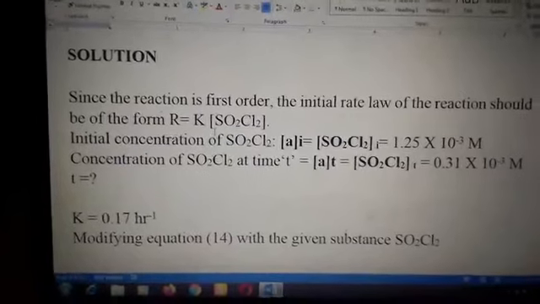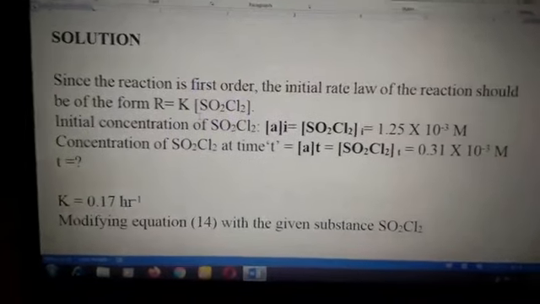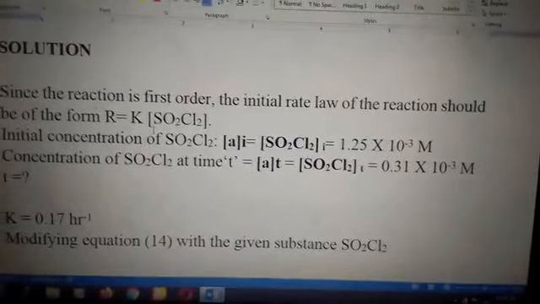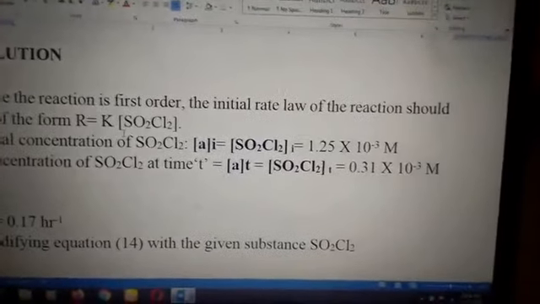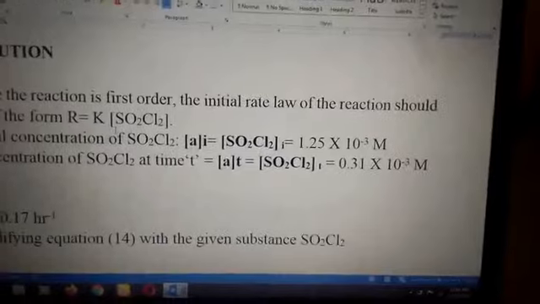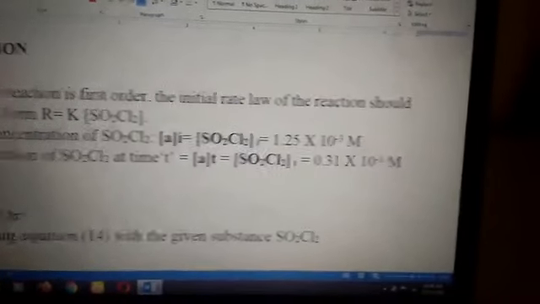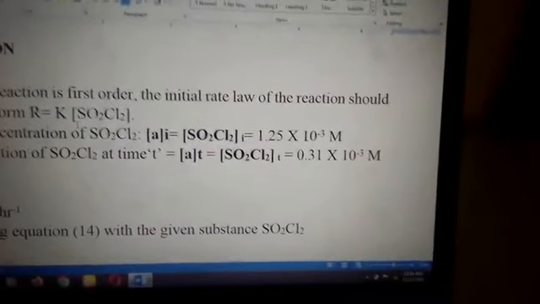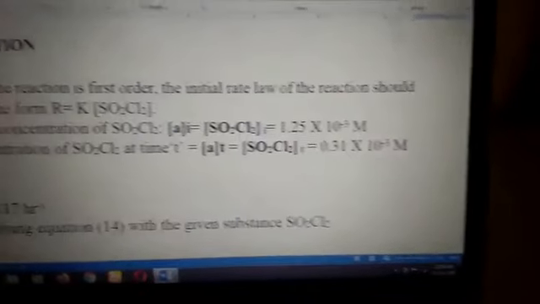So the initial concentration of SO2Cl2, of course the symbol A subscript i stands for initial concentration. We replace A with SO2Cl2, then subscript i, and that will give us the initial concentration given to us in the question as 1.25 times 10 to the power minus 3 mol per dm cubed.